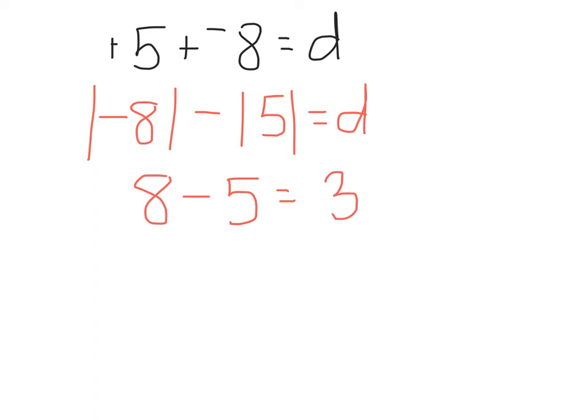Now we have to figure out which sign we're going to use, because up here we have a positive and we have a negative. You're going to use the sign of the addend with the greater absolute value for the sum. The greater absolute value here would be 8. 8 is greater than 5, so we're going to use its sign. That means our answer is going to be -3. You use the sign of the addend with the greater absolute value for the sum.